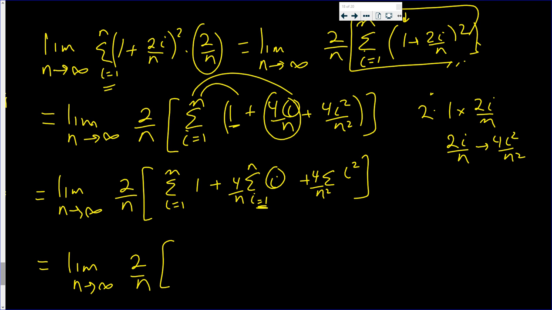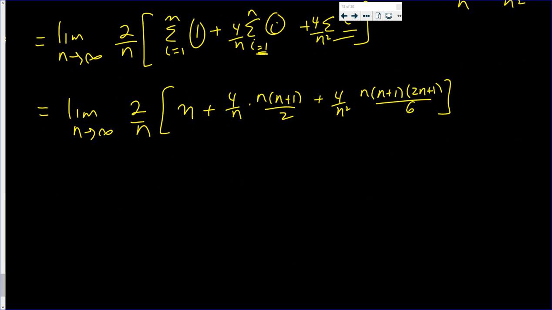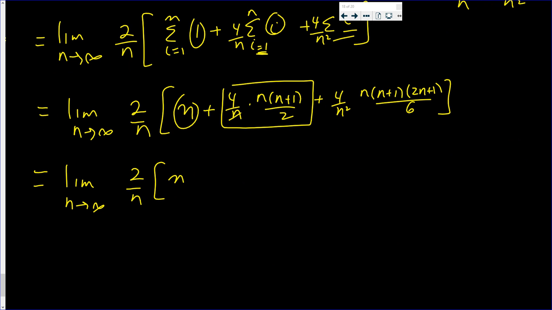Now here is where you just have to know your formulas. 2 over n. The summation of 1, that's 1 plus 1 plus 1, n times, that's 1 times n. Plus 4 over n, the summation of i is n times n plus 1 over 2, plus 4 over n squared times the summation of i squared. That's n times n plus 1 times 2n plus 1 all over 6. Let us clean that up. So it's the limit as n goes to infinity of 2 over n times, well, that's just n. Here, the n's cancel, and 4 over 2 becomes 2. So it's 2 times n plus 1. Okay, over here, the 4 over 6 becomes 2/3, and 1 n in the top kills off 1 n in the bottom.